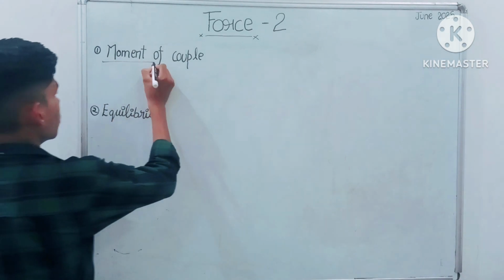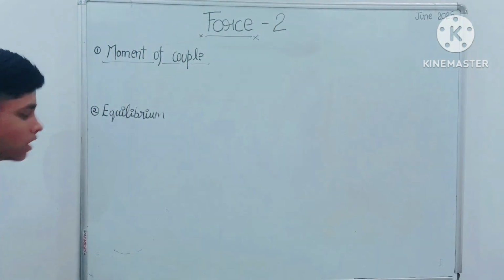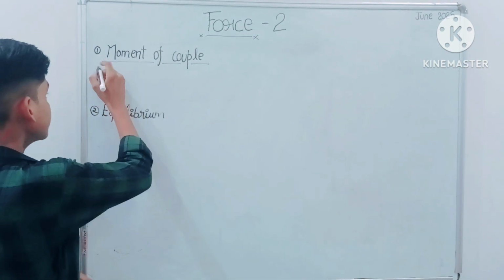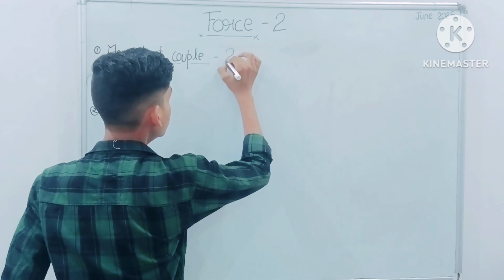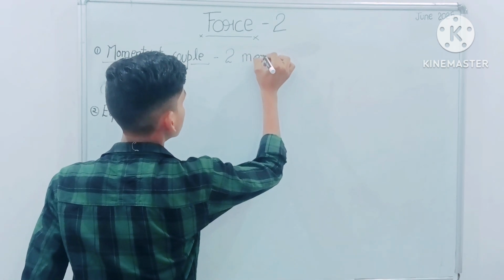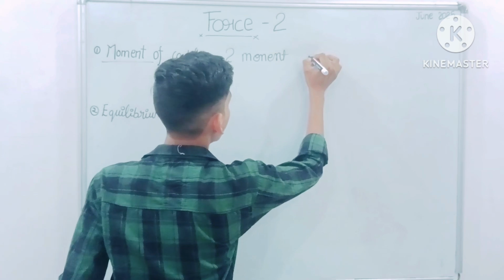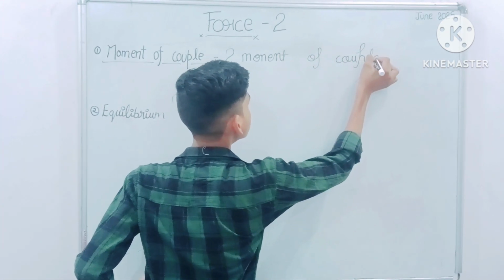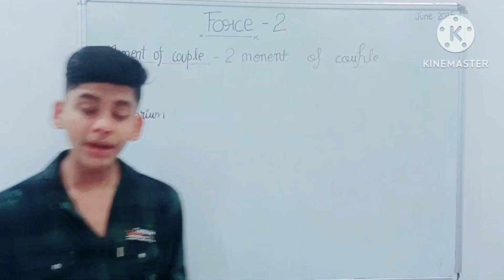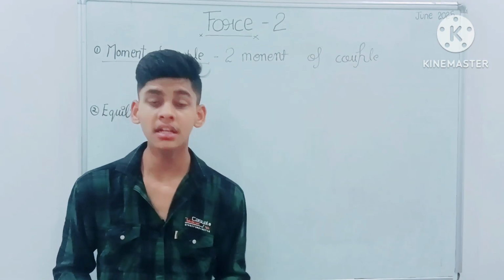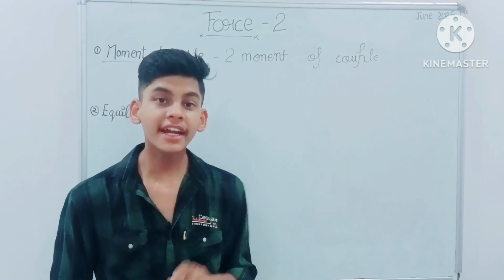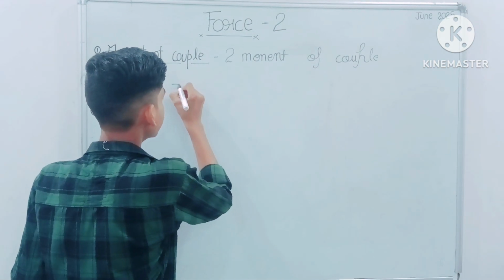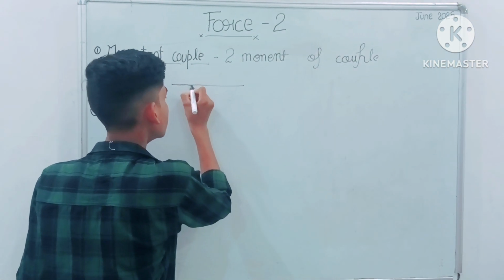So, first, what is moment of couple? Do you know what couple means? Couple means two, and moment of couple means two moments of force. Two moments of force is known as moment of couple. What does it mean? When two equal and opposite forces act in opposite directions, then it is known as moment of couple. How? Let's say this is a 1 meter scale.